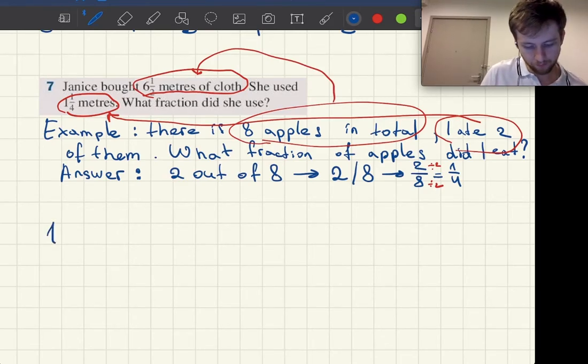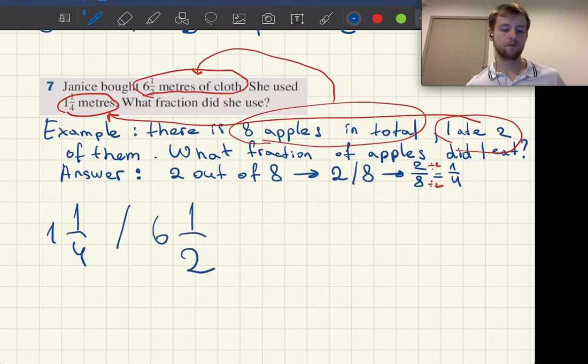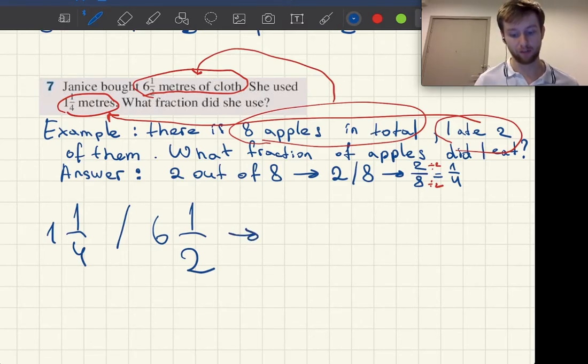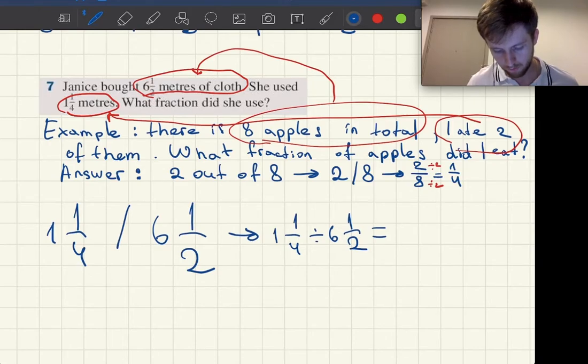It's like 1 and 1/4 divided by, or we can write it like this, right? Over 6 and 1 over 2. Like this, which can be written as division as well. So 1 and 1/4 divided by 6 and 1/2. So we have to convert them. So it's going to be 5 over 4 divided by, and then we have 13 over 2. We have to flip them.